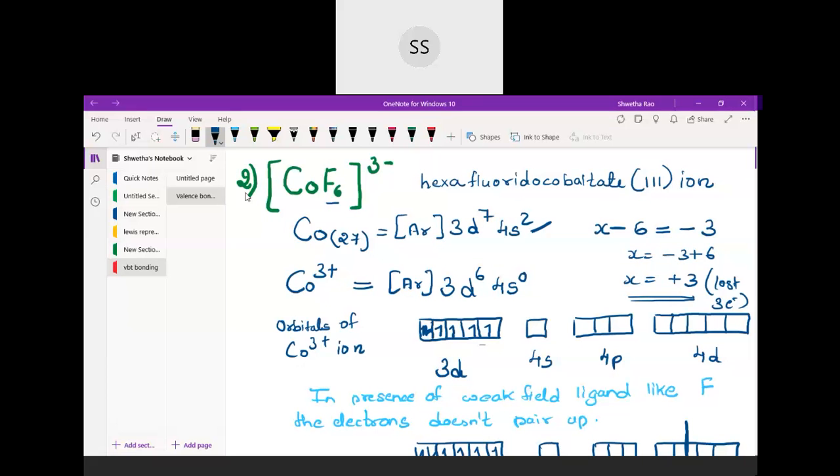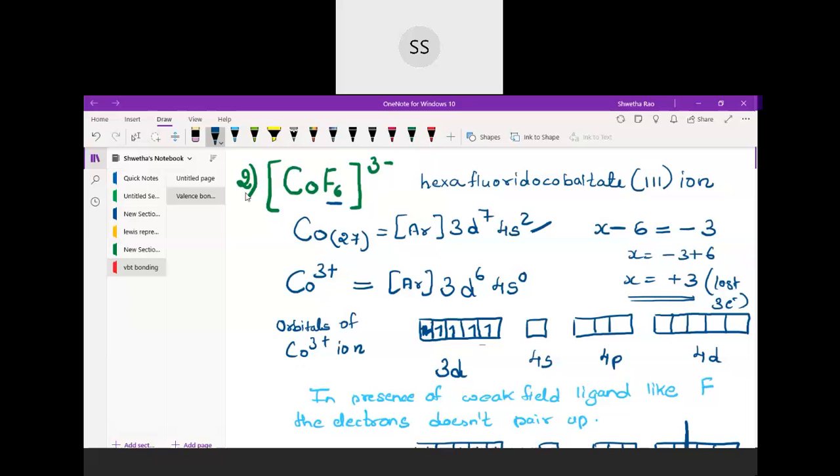You can see here there are 6 fluorine ligands which are going to come, and fluorine is a weak field ligand. So when the weak field ligand approaches the metal atom, the electrons in the metal orbitals do not pair up. Okay, they will remain as they are, because a weak field ligand doesn't have so much power to get them together.